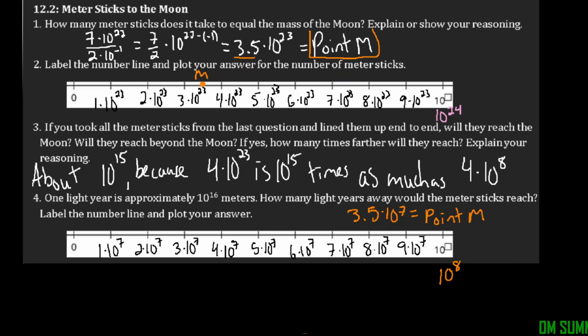So now that you have that far right point labeled as 10 to the 8th, we can label each of these points 1 times 10 to the 7th. Each of them is increasing by 1, so we keep the same times 10 to the 7th power for each of those points. And we're going to label our point M on our graph. Since 3.5 is in between 3 and 4, we label that as point M.